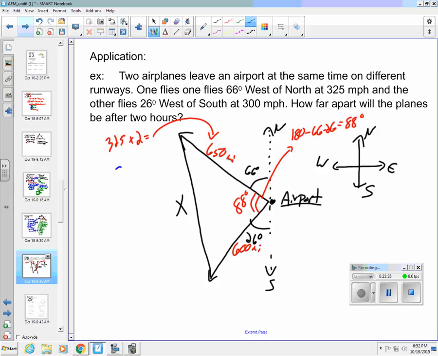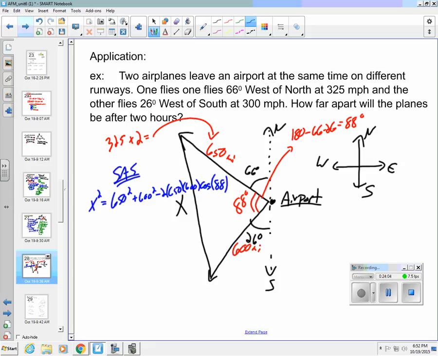Again, now we see we have a side-angle-side oblique triangle. So we can set up this formula, making sure that we involve the angle we know, and then that will help us solve for the side we're looking for. So we'll just go ahead and call it x squared equals, and we'll plug straight into the formula. The other two sides, 650 squared plus 600 squared minus 2 times 650 times 600 cosine 88.